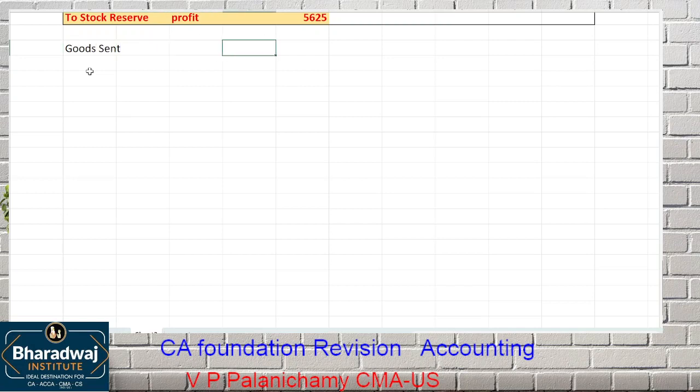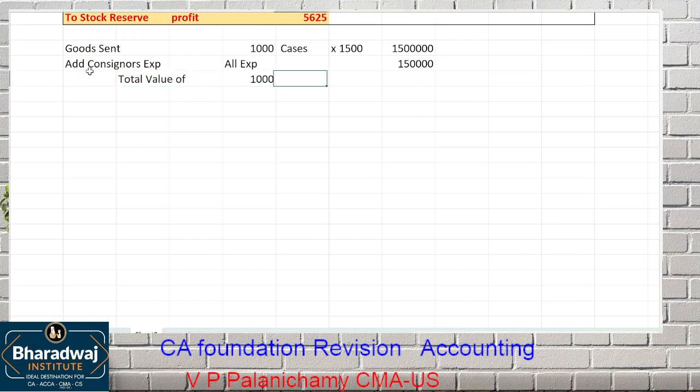Goods sent, how many units? 1000 cases. What is its value? 1500. So 1000 into 1500, 15 lakhs. Add consignor's expenses. All expenses. Add them, what do we get? 1,50,000. So the total value of 1000 cases comes to 16,50,000, less lost in transit. We call it abnormal loss.